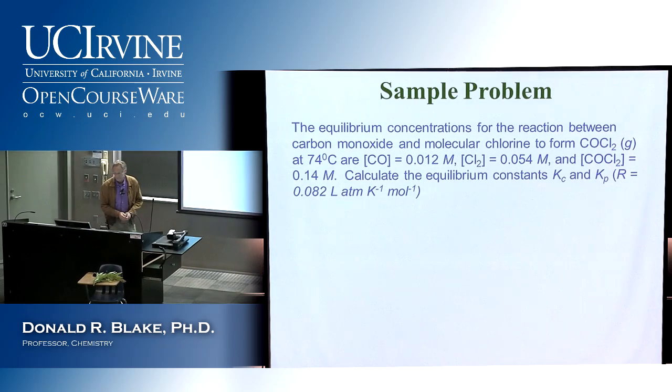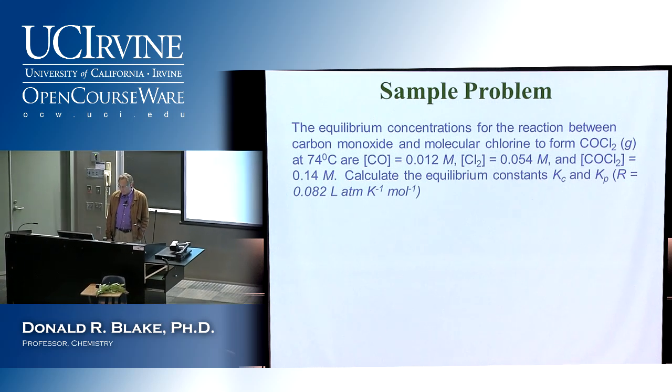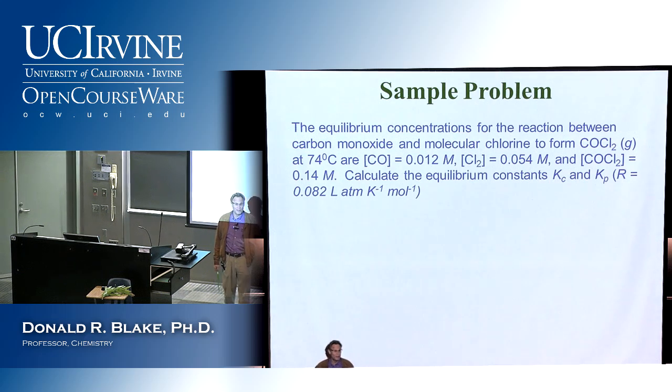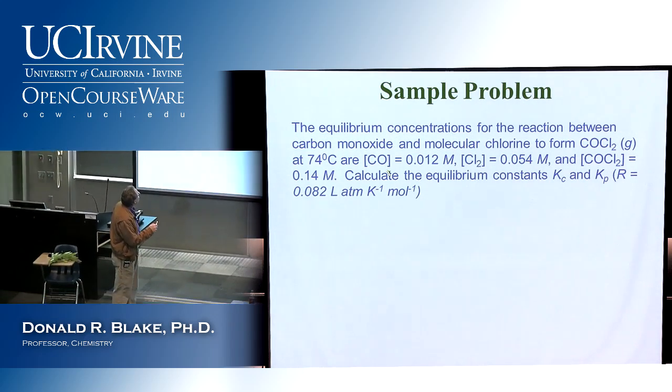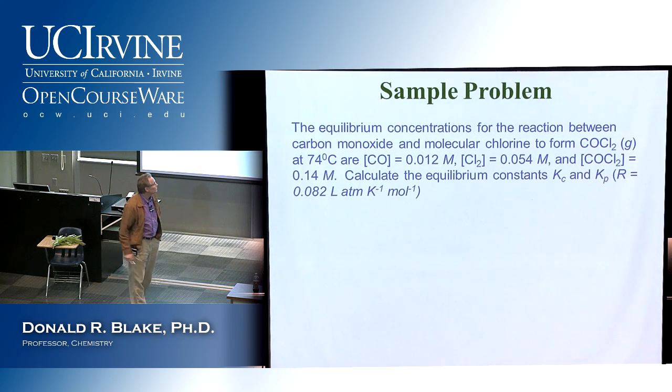Okay, do this. The equilibrium concentrations for the reaction between carbon monoxide and molecular chlorine to form COCl2 at 74 degrees C are, and these are molar concentrations, I'm not used to working in molar concentrations for gases, but here we are: CO, 0.012 molar, Cl2, 0.054 molar, and COCl2 is equal to 0.14. Calculate the equilibrium constants K sub C and K sub P. So let's first do K sub C.